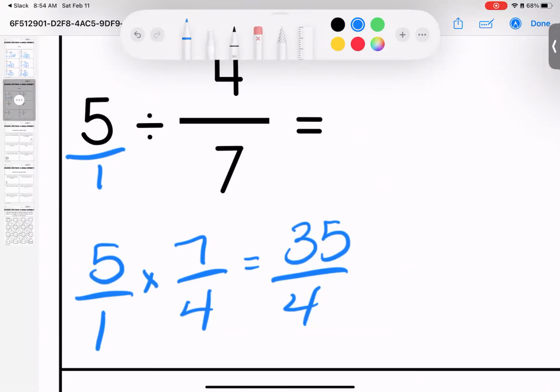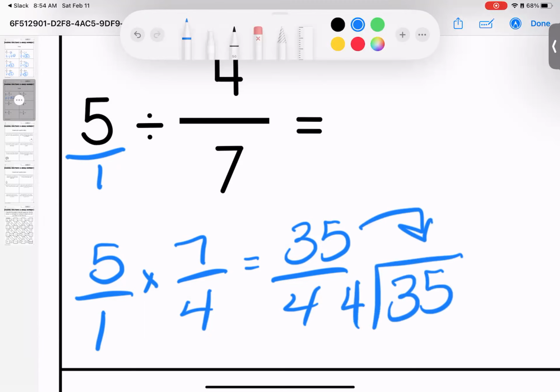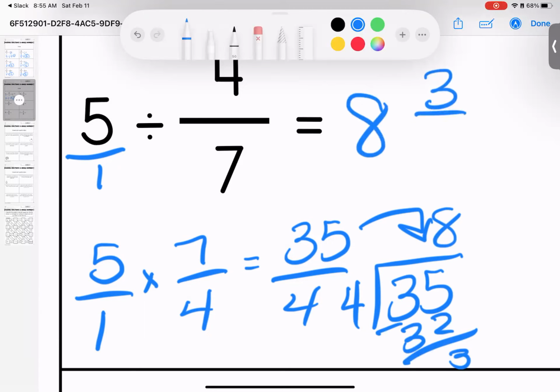35/4. Remember, when our top number is bigger than our bottom, give it a shove. It conveniently falls right into the division house. We're asking ourselves, how many groups of 4 can we take? We can take 8 because 8 times 4 is 32. When we do that, we're left with 3. 8 and 3/4. Remember, whole, numerator, denominator.